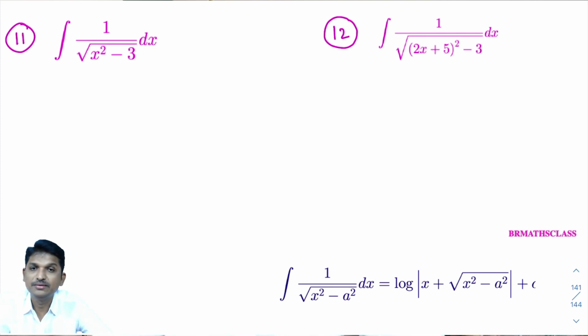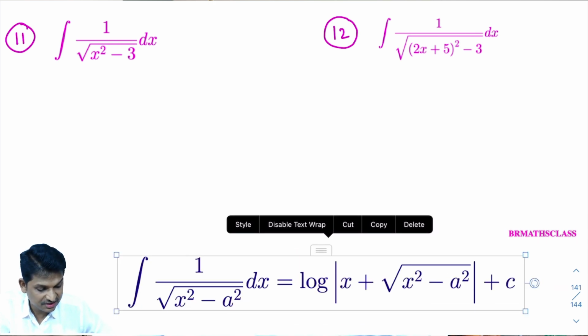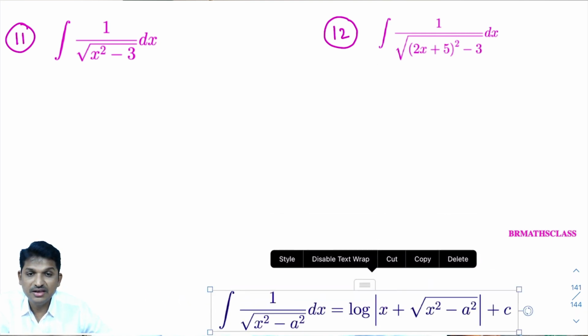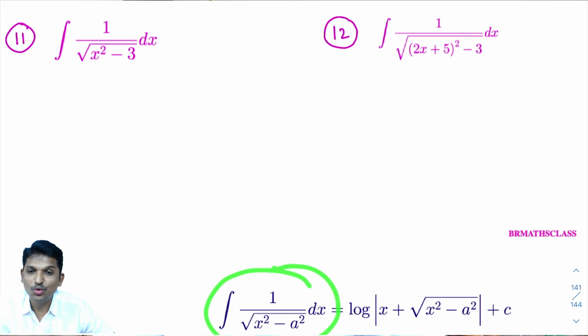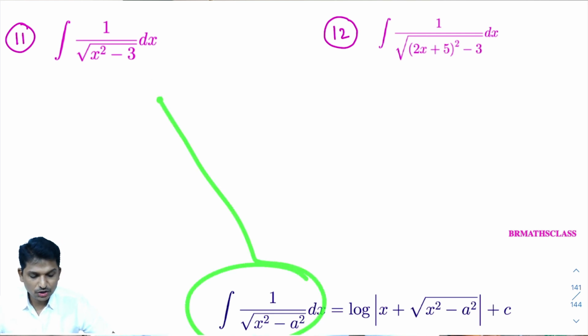Now you observe this one. This is the formula we derived, and at this time you need to learn this formula, right? Plus c is there in this formula. What is this formula? This formula is the integral of 1 divided by root over x square minus a square dx. That is log mod x plus root over x square minus a square plus c. Understand very well, sir. Very good, Rajshekhar. Right. So, how to apply this formula to this problem?